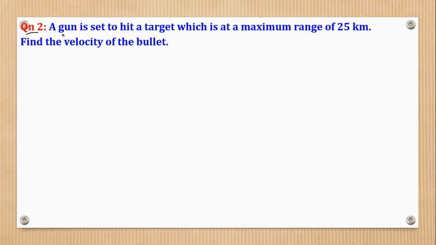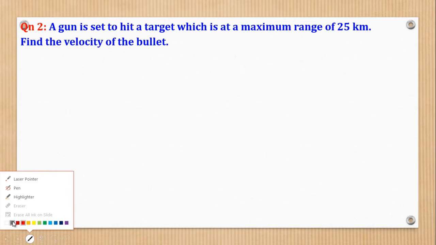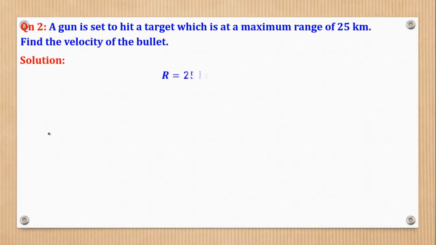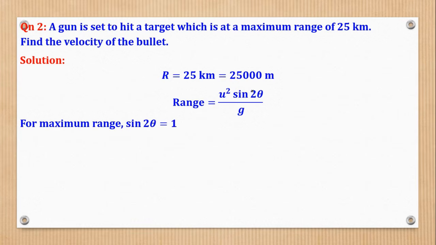Then question 2 says, a gun is set to hit a target which has a maximum range of 25 kilometers. Find the velocity of the bullet. So you shall need the formula for maximum range. We shall first convert this to meters, which gives you 25,000 meters. Then range is given by that, and after that we shall remember that for maximum, sine 2 theta must be equal to 1.